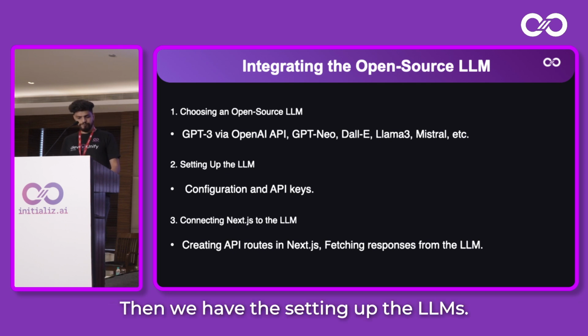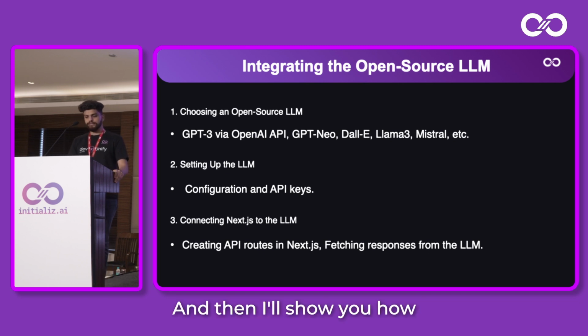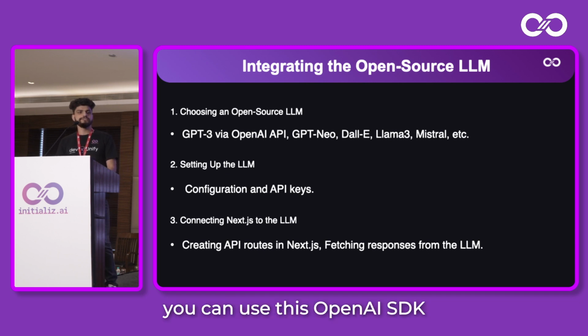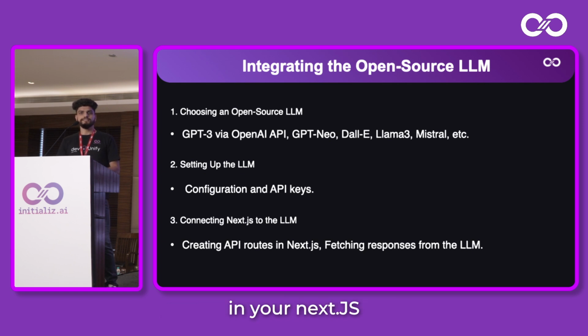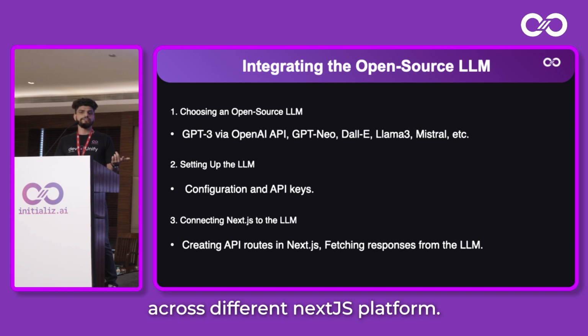Then we have setting up the LLMs. In today's session, I am not going to tell you how to set it up, but I'll give you a brief overview. You can go to OpenAI and log in or sign up. After that, you can go to set up API keys. You can generate your API keys and use them in your code. I was going to show you how you can use this OpenAI SDK in your Next.js, but in today's session, I will show you how you can integrate that OpenAI SDK in Golang. By creating a common API, you can use that common API across different Next.js platforms.